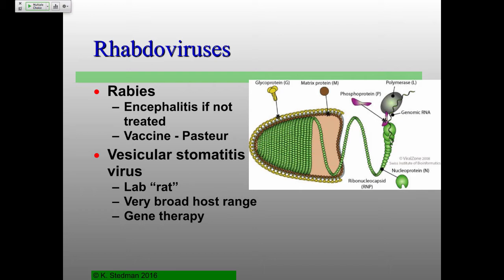Almost everyone works with vesicular stomatitis virus for a number of different reasons. One, it's not that pathogenic. In fact, basically no pathogenesis whatsoever, at least not in humans. It has an extremely broad host range, i.e. it can infect lots of different cells, lots of different cell types, and it's been very heavily used for gene therapy.